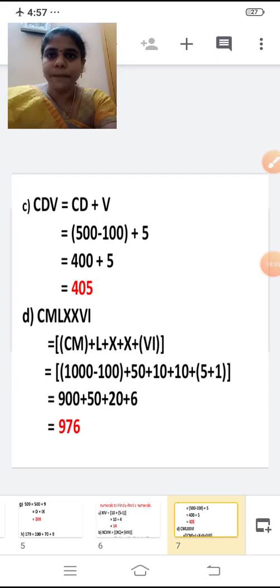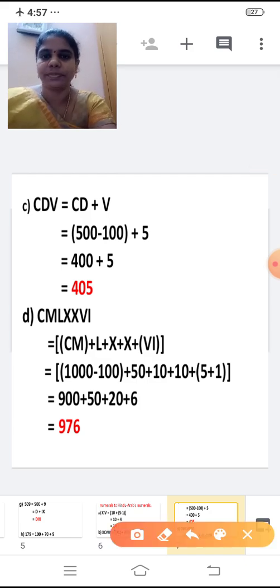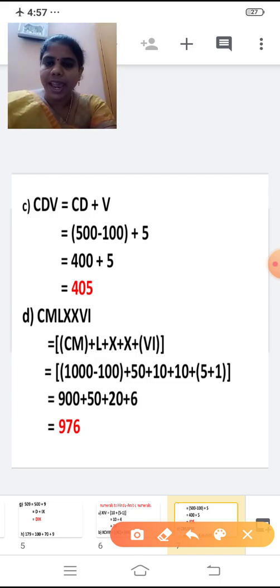So one more time. C, D, V. CD plus V. So value of CD is 500 minus 100 plus 5. So 500 minus 100 is 400 plus 5, 405. Next, C, M, L, X, V, I. Here also the smaller one is placed before the larger one, right? So take that separately. CM plus add all together L, X plus VI.